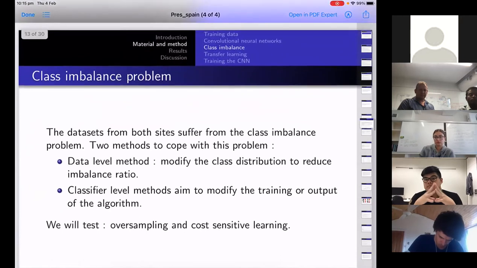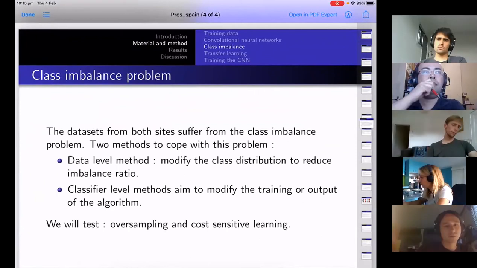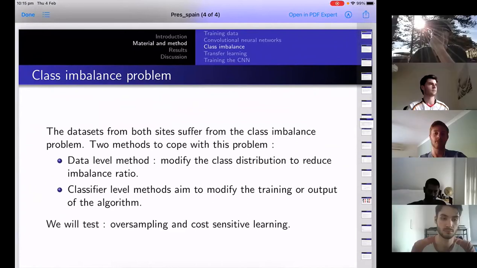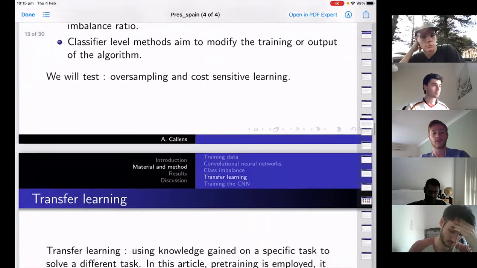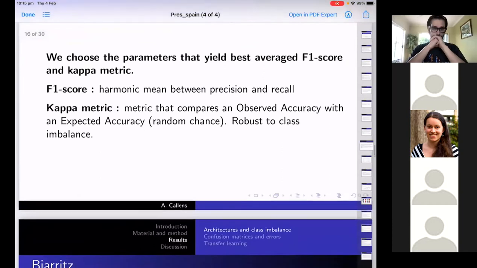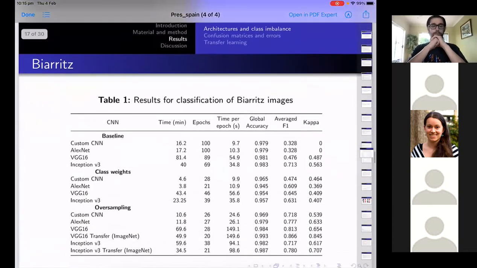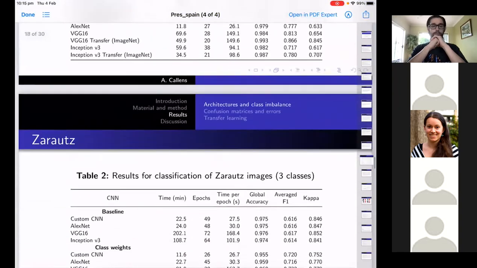The challenge was also the class imbalance, because we don't have a lot of impact. We have a lot of swash, but not a lot of impact. So we also need to deal with the class imbalance problem, and during the lecture I think I gave you some ways to do this, such as oversampling, undersampling, and so on. There are some good results. This is the result on the Biarritz images, and we compare them. You are familiar with the F1 score and so on. So this is one project.